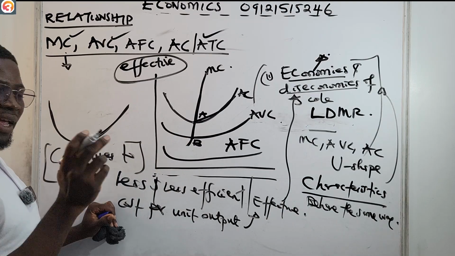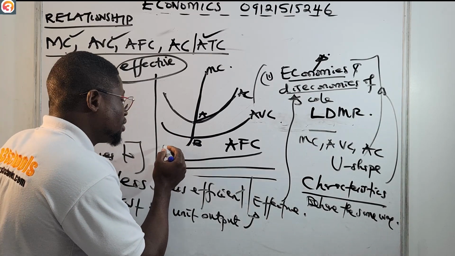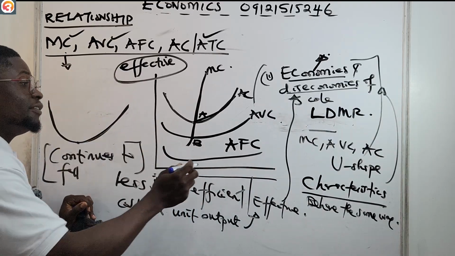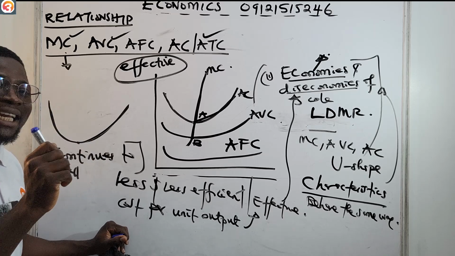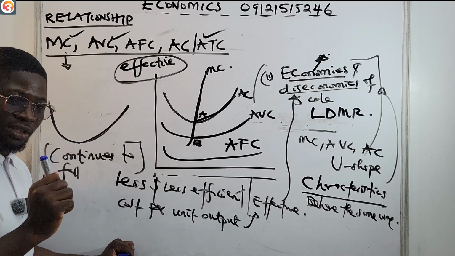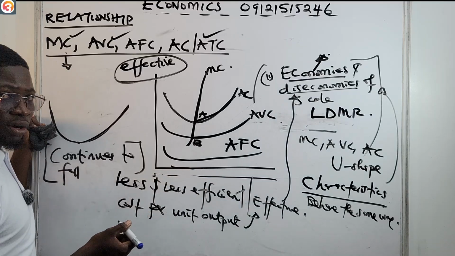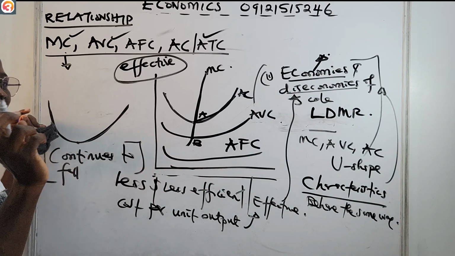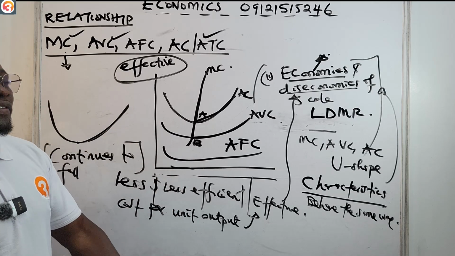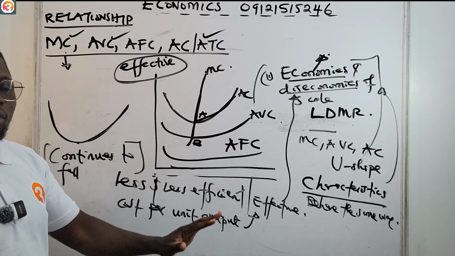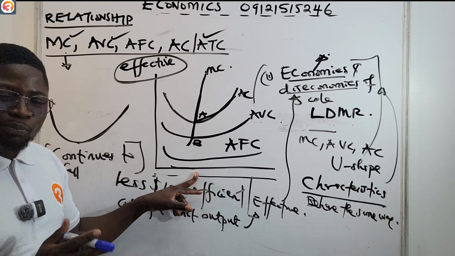As the output of a firm increases continuously, the average fixed cost begins to fall. But most importantly, it will never touch the output axis. No matter how it falls, it will not touch this axis. Please take note of that. So as the output of a firm increases, the average fixed cost continues to fall, but it will never, for once, touch the output axis.